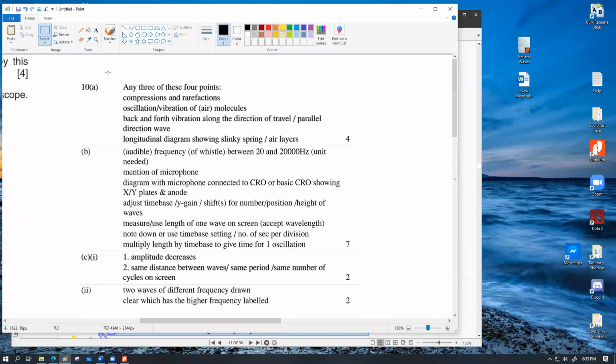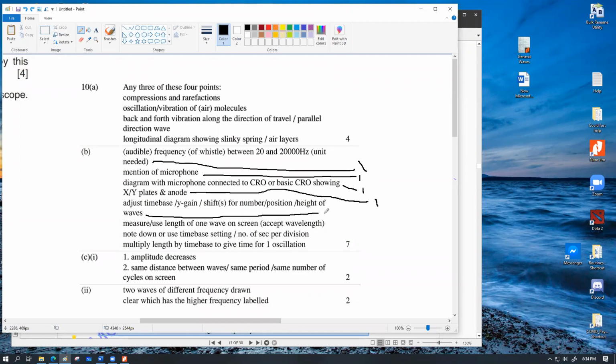So let's say audible frequency of whistle between this to this needed, that is one point, one mark. Diagram with maximum current to CRO, that is one mark. XY plate and anode, that is one mark. Adjust the time base, height of waves, up to here is one mark. No, these two are not one mark, sorry, I wrote that wrong. Read the description, this should make sense.